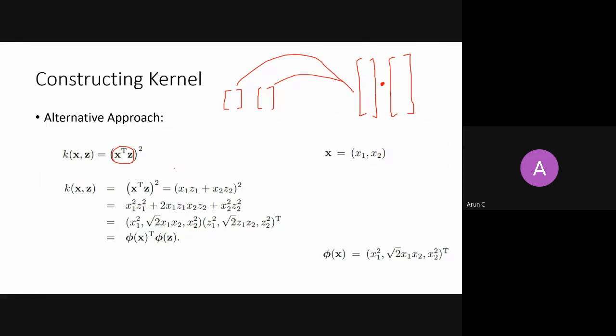The other way, this is one way to do this. The other way is you do the dot product in the real space itself, and whatever you get will be a scalar number. You square that scalar number, and the value which you get from here, the same value you will get from there also, right?